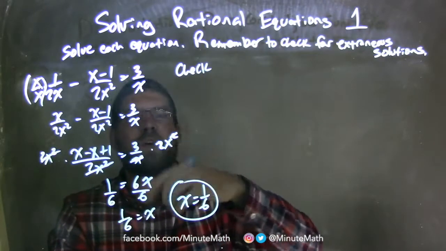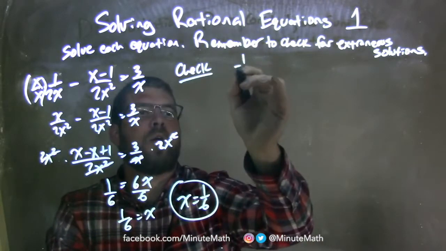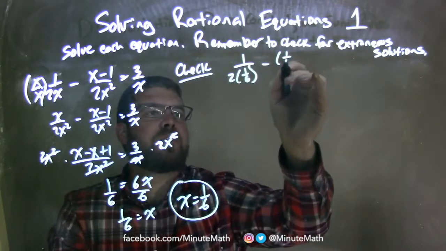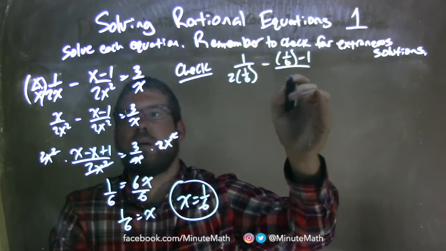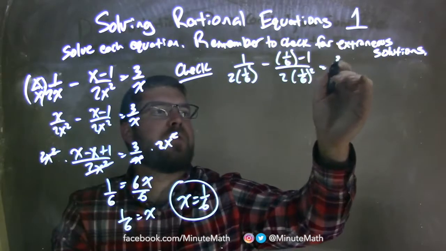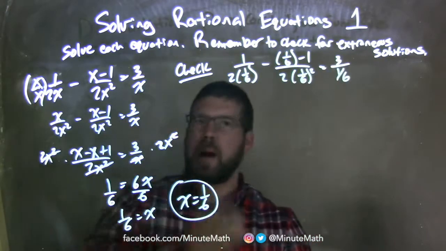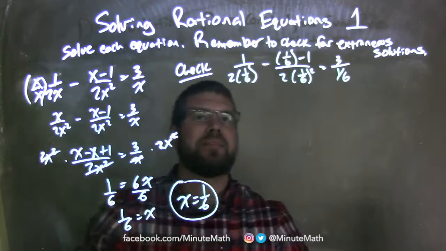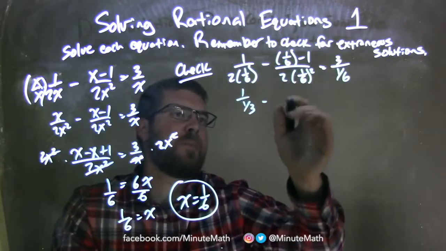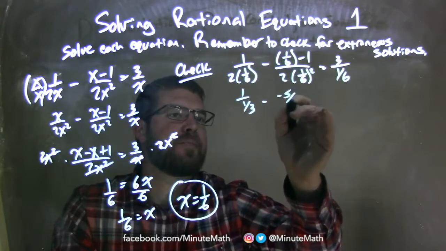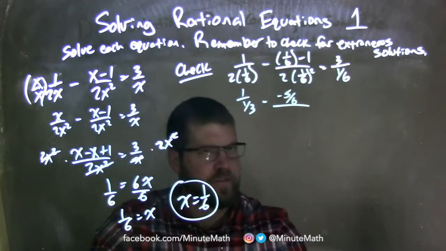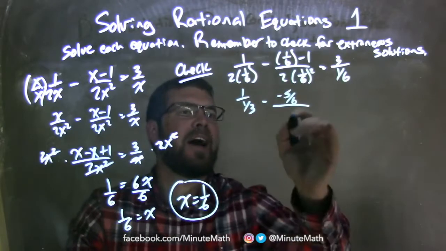So I'm going to plug 1/6 for every single time I see an x. So I have 1 over 2 times 1/6 minus 1/6 minus 1 over 2 times 1/6 squared equals 3 divided by 1/6. Okay, so let's go check that. Well, 2 times 1/6 is 1/3. So we have 1 over 1/3 minus here, 1/6 minus 1 is a negative 5/6 over, well, 1/6 squared is 1 over 36, okay? And times it by 2 is 1 over 18.